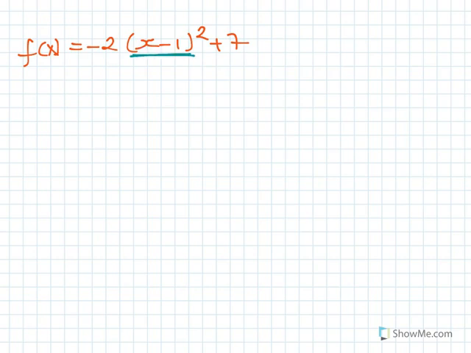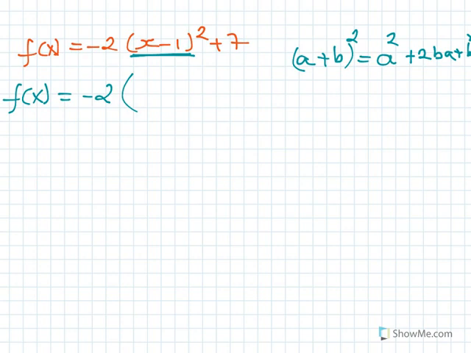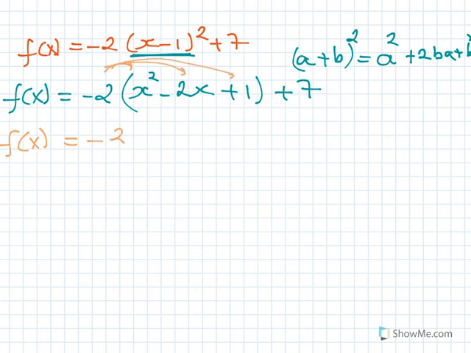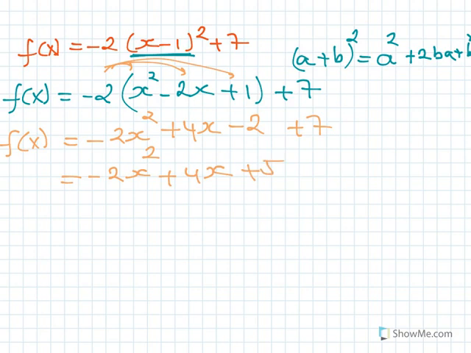What I'm going to do is, first I'm going to worry about this term. I need to square it. And I'm going to use the perfect square formula, which is (a plus b) squared equals a squared plus 2ab plus b squared, which is going to yield minus 2 outside, and then (x squared minus 2x plus 1) plus 7, and then we distribute the minus 2 inside, so it's going to be minus 2x squared plus 4x minus 2 plus 7, which gives me minus 2x squared plus 4x plus 5.